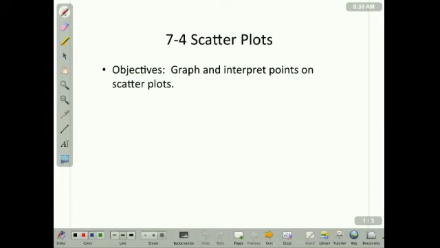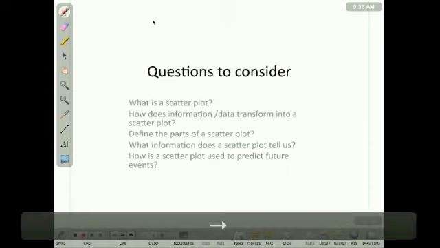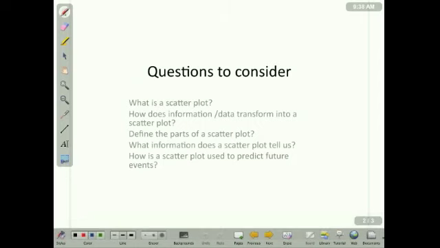In this presentation, we're going to discuss scatter plots. Some questions to consider. What is a scatter plot? How does information or data transform into a scatter plot? Define the parts of a scatter plot. What information does it show? How is a scatter plot used to predict future events?